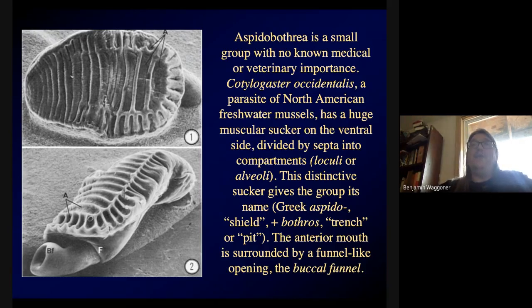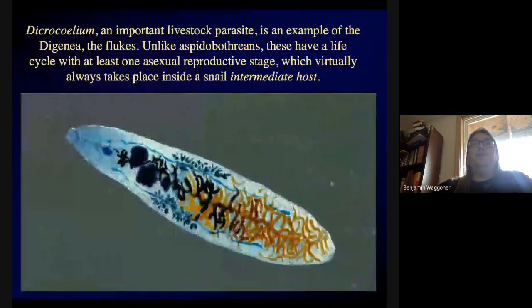And that's all I've got time for with those. True flukes do have a life cycle with asexual and sexual reproductive stages alternating, and virtually always the asexual stages take place in a snail, the so-called intermediate host.